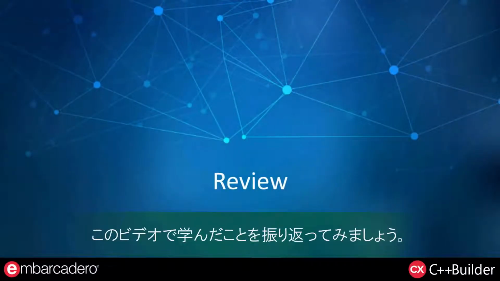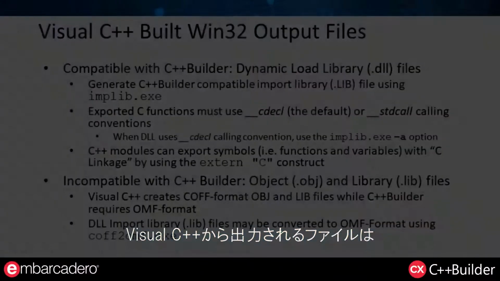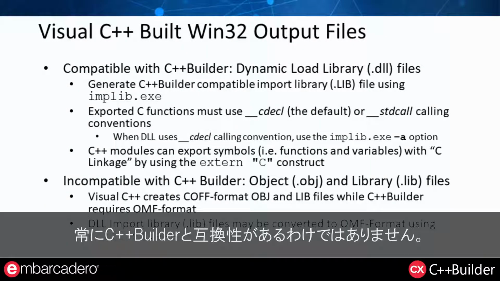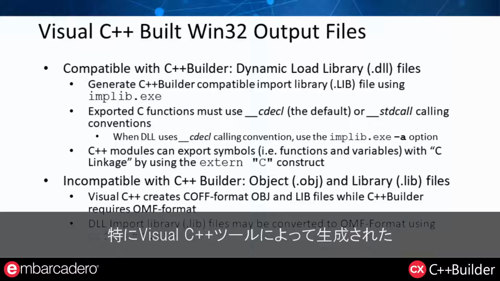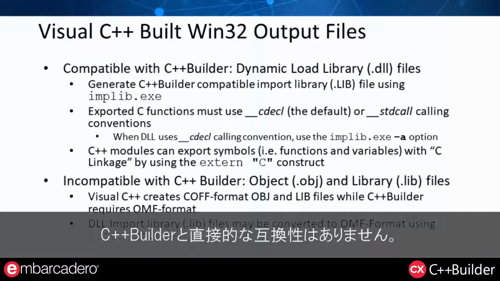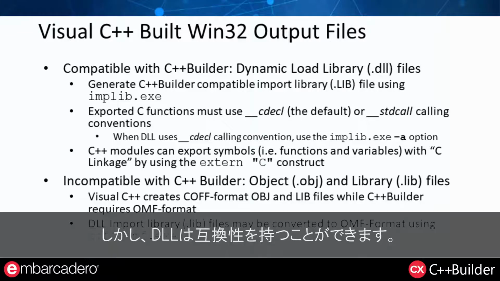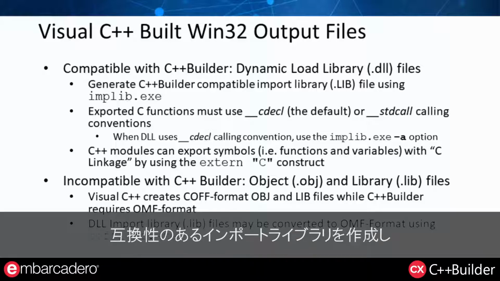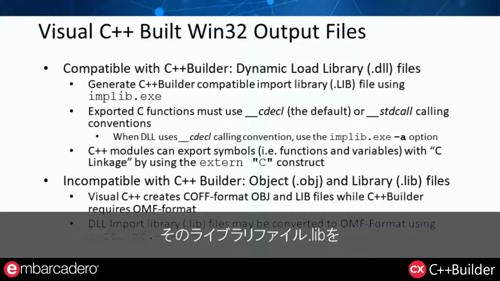Reviewing what we've learned in this video series, the output files from Visual C++ are not always compatible with C++ Builder. In particular, the object files and library files generated from Visual C++ tools are not directly compatible with C++ Builder. DLLs, however, can be compatible. You can generate a compatible import library using the C++ Builder implib tool, and then link that library file, .lib file, with your C++ Builder project.